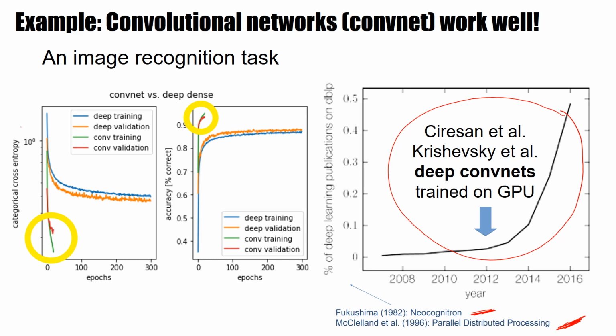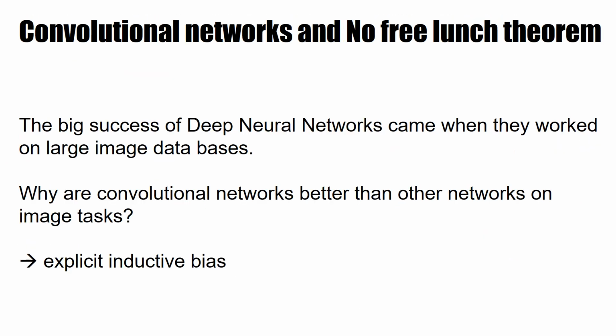So here is the cross entropy loss. You can also look at the accuracy. It doesn't matter. It's some kind of image recognition task. And if you use just a standard multi-layer deep network, you can look at training and validation error. They will level out here. If you do the same thing with a convolutional network, you are much, much better as indicated here. So it's really the deep convolutional networks that enabled the breakthrough. Okay. So the big success of deep neural networks came when they worked on large image databases.